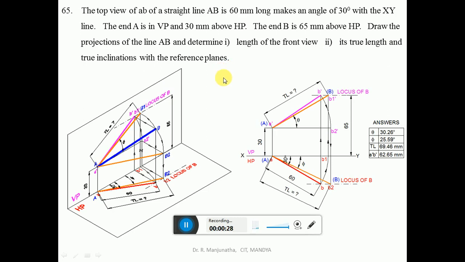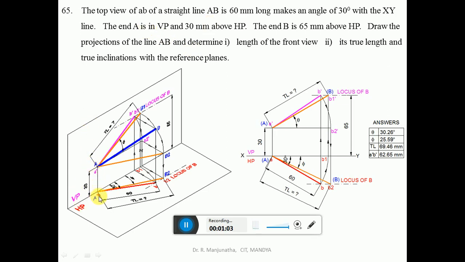Now, here, the top view of the line AB is 60 mm long and makes an angle of 30 degrees with the XY line. The end A is in VP, so obviously that point is going to be on the horizontal plane. And 30 mm above HP. When you look from the front view, we can see the distance above HP, so it will be A dash, which is on the vertical plane. And A is in VP, so when you look from the top view, the image is going to be on the horizontal plane.